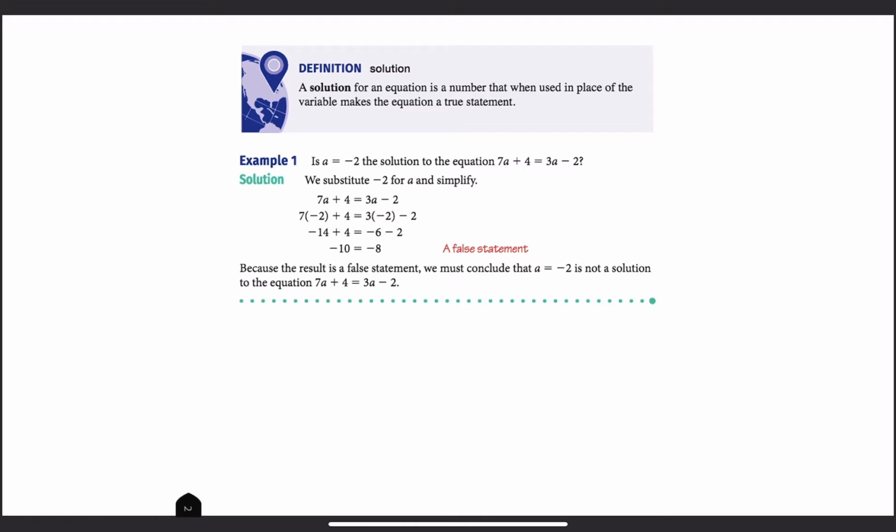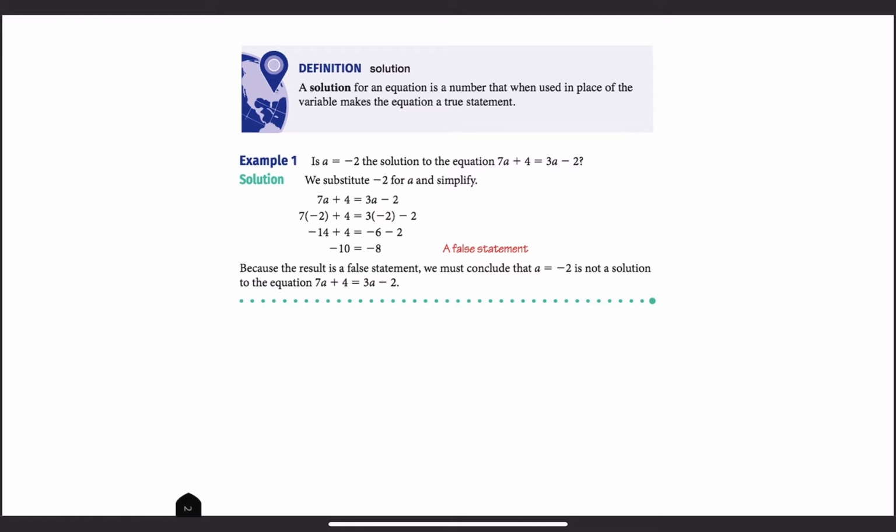All right, so let's talk about what a solution is. A solution for an equation is a number that, when used in place of the variable, makes the equation a true statement. So it's the value of the variable that makes the equation a true statement. That's what a solution is. When you plug it in, it makes a true statement.